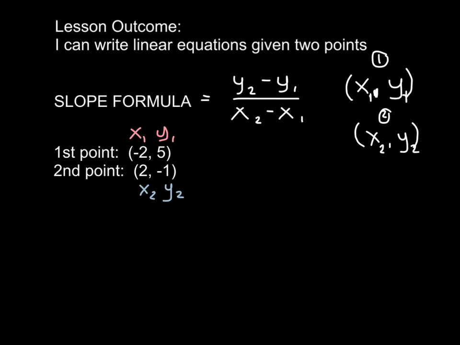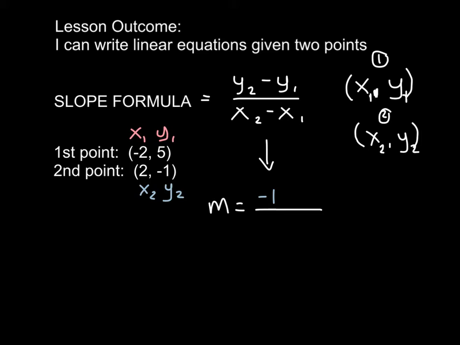Now that they're labeled with their x and y coordinate, we can just plug those into the formula. So we're going to take the slope formula. Remember that m represents slope. So I'm going to take this right here, and I'm just going to put my work into the formula. So the first thing we need to do is y sub 2 minus y sub 1. So I'm going to find my y sub 2 value, my second y value, which is negative 1, and I'm going to go ahead and put that into my formula.